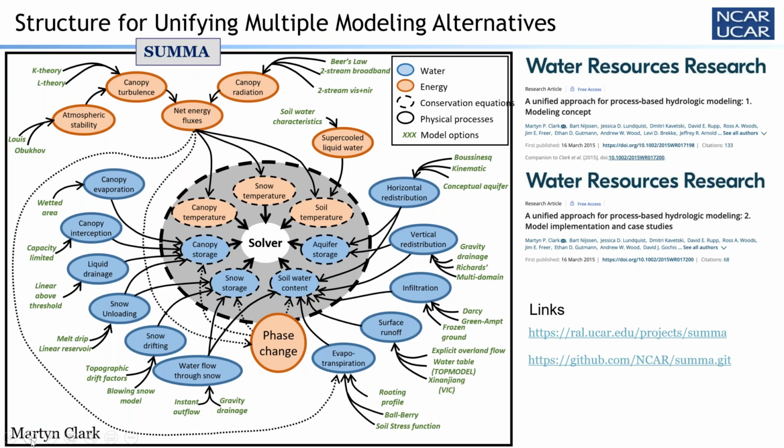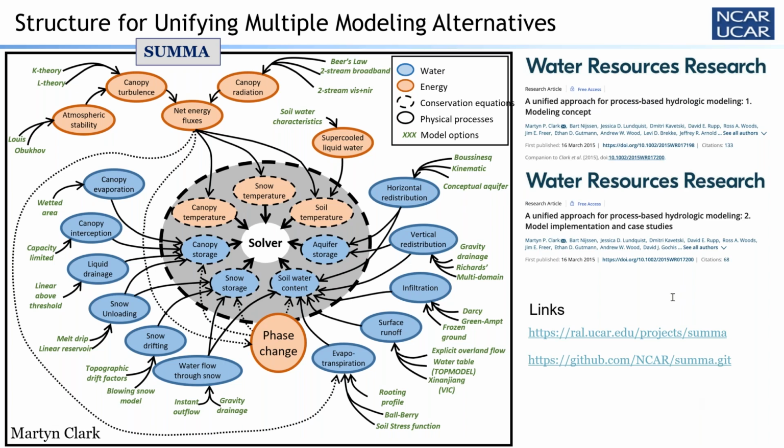Zuma is really more of a framework than a single model, although once you've made some model choices as to the parameterizations that get used in the model, it becomes a model that you can use like any other model. But the idea behind Zuma, which is Martin Clark's creation at NCAR, Martin Clark is now at University of Saskatchewan, is to build a platform on which you can really explore different hypotheses about how to model a watershed.